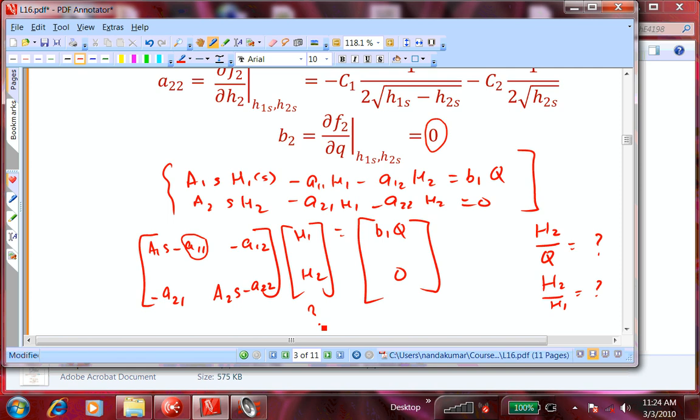Okay, so I'm going to define capital A as a matrix. And it's going to be A1 times S minus A11n, minus A12n, minus A21n, A2 times S minus A22n. What have I done there? I created that 2 by 2 matrix that I wrote down on the earlier page. Then I need to create a vector b. Now, what would that vector be? Let's take a look at it.